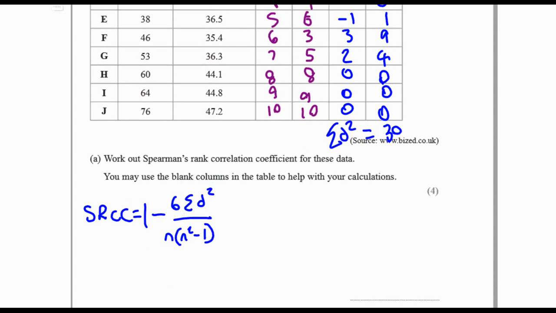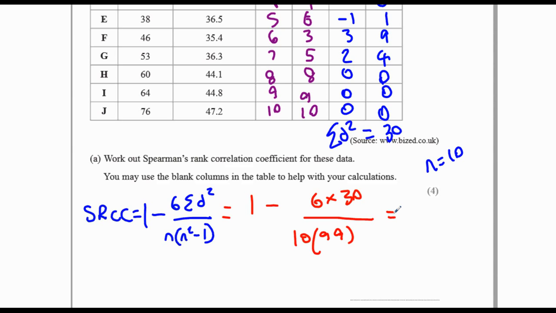N is how many numbers you've got. So in our case, N is 10. What I was thinking of there was 1 minus 6 times 30, that's the sum of d squared. 10 squared is 100, minus 1 is 99.